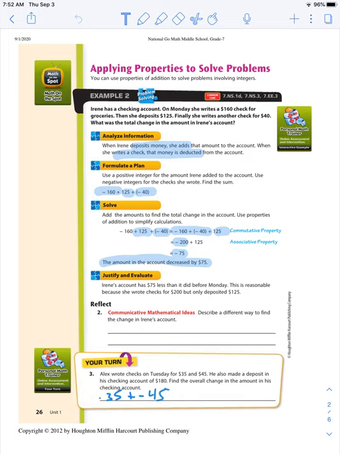He also made a deposit of $180. That is positive 180. So we want to find the overall change. We want to find the sum. So we have negative 35 plus negative 45 plus 180. Notice the negative numbers are first, so I'm going to start by adding those together. Negative 35 plus negative 45 is going to be negative 80. So now I have negative 80 plus 180, which is going to be positive 100, meaning Alex's account went up and increased by $100.